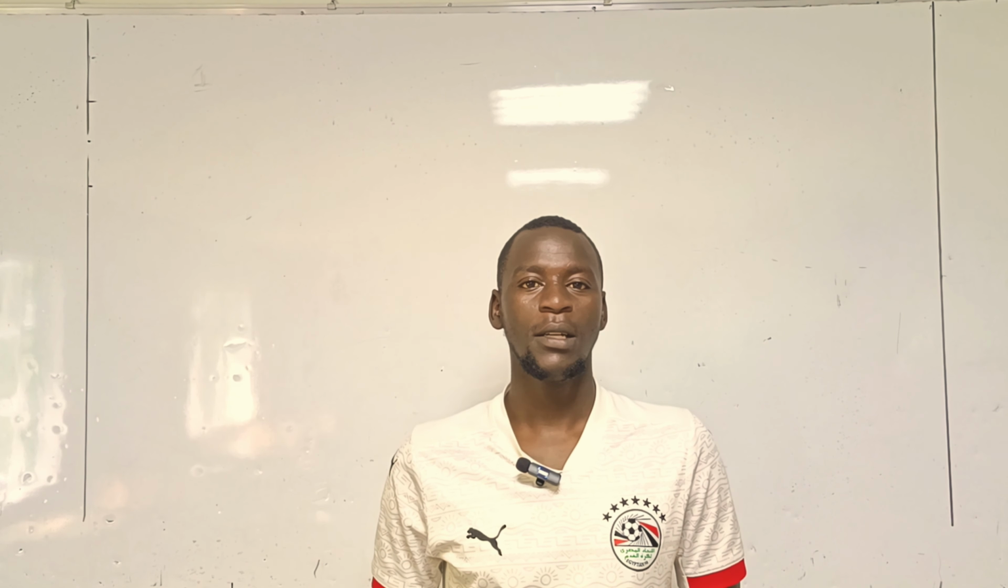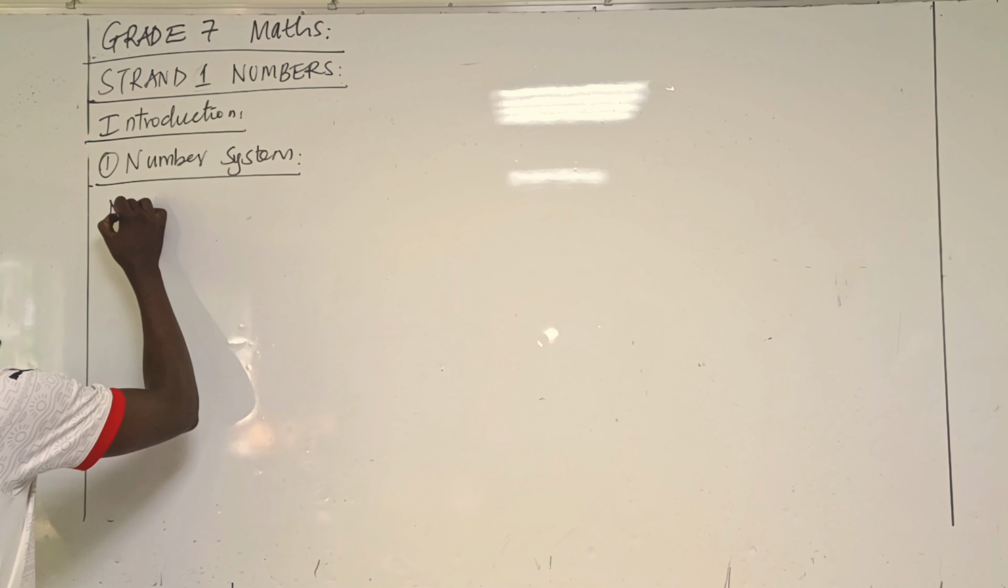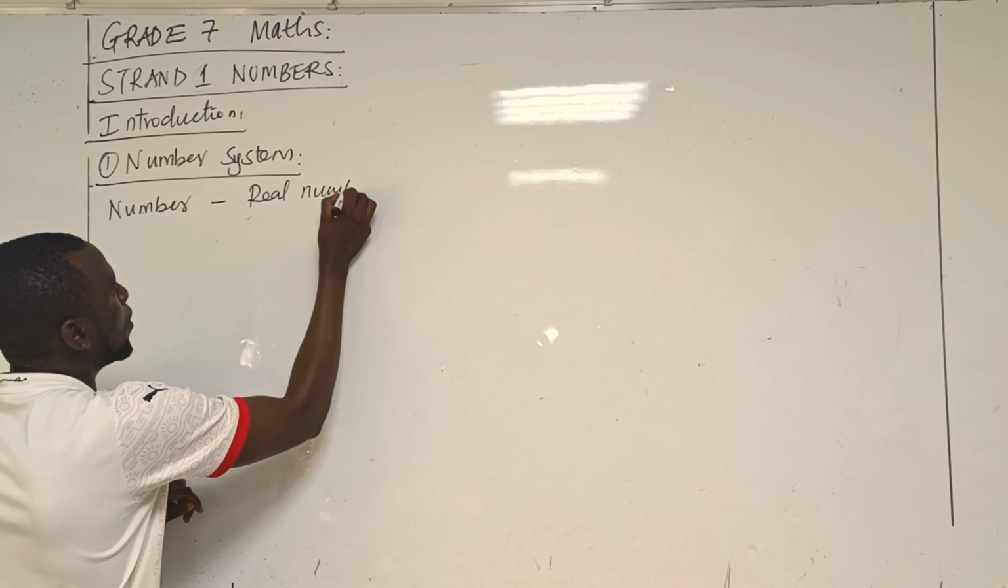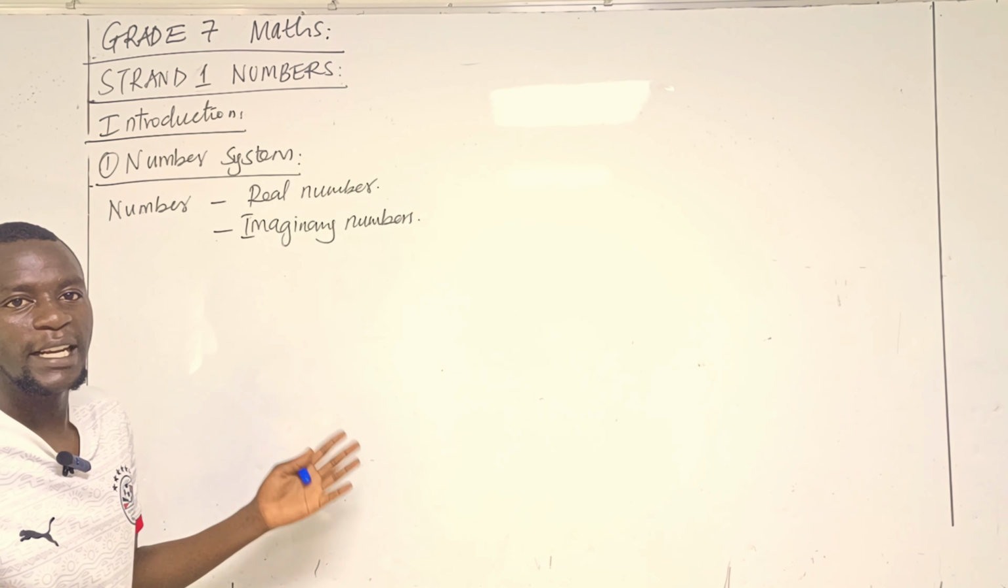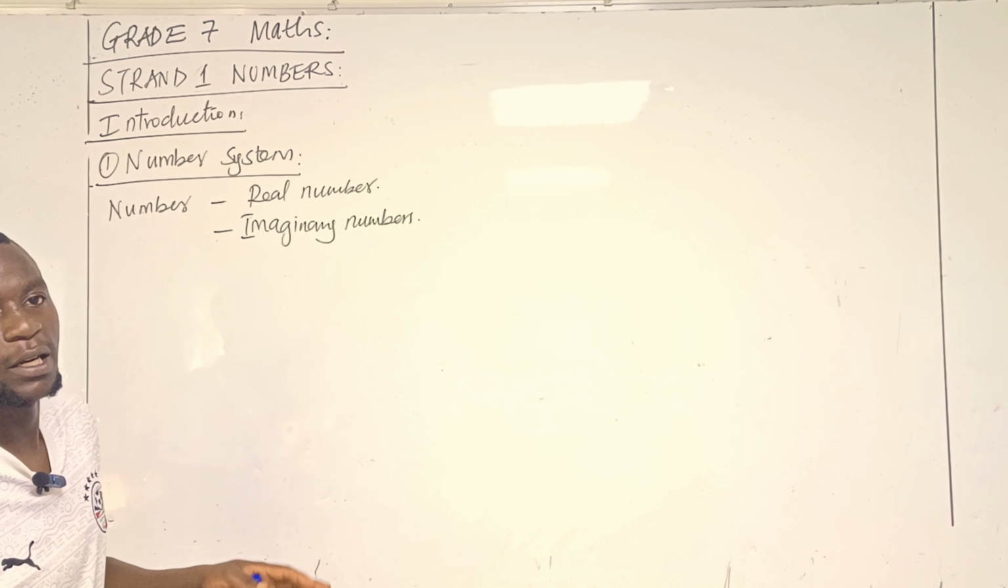So the first thing I'm going to talk about is what we call the number system. We start with the number. Numbers are classified into two: we have real numbers and we have what we call imaginary numbers. Real numbers are any numbers you can think of. For now, we are not going to talk about imaginary numbers because it's not up to this level.